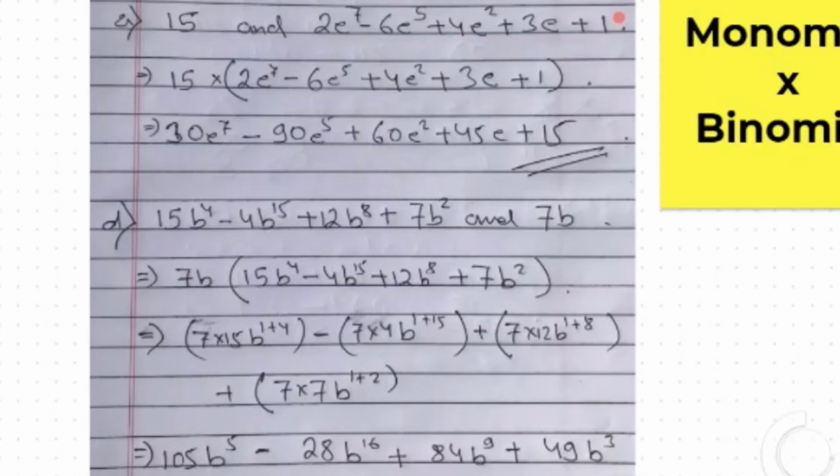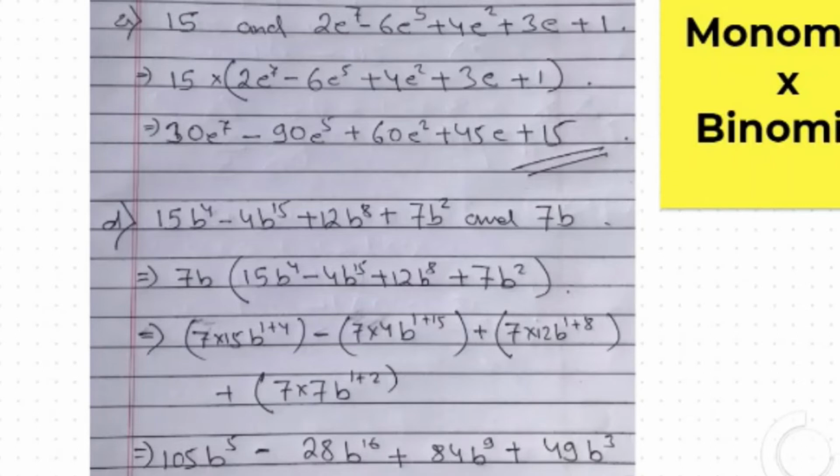So what do you do? The single term you keep outside and put a multiplication sign, and then you put a bracket and put all these multiple terms inside. Now what is to be done is that individually, one by one, you multiply the number and multiply the sign, and the alphabet you keep as it is.